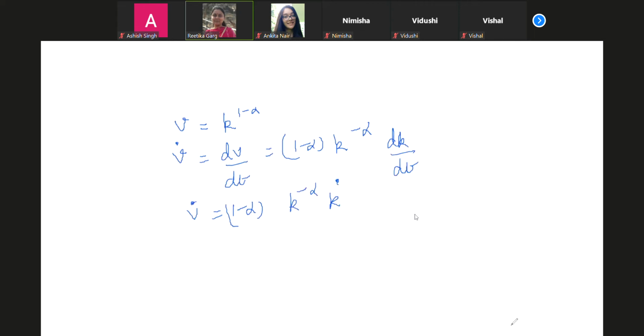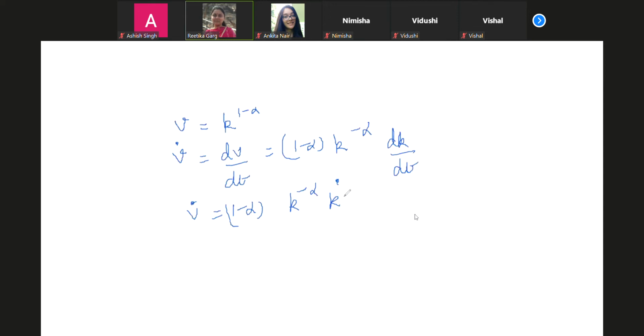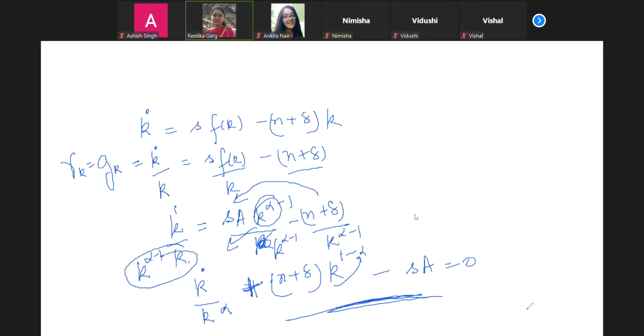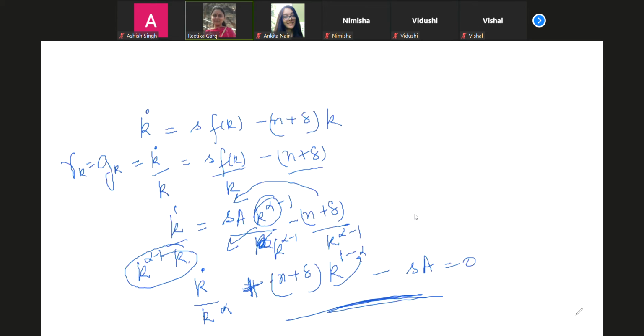So note now, in our original equation, we'll plug in the values now in terms of v. We have defined a new variable v in terms of k, and so we will replace k with v everywhere in this equation. Let's see what happens. If we do that, we have v dot upon 1 minus alpha k to the power minus alpha. So instead of k dot, I've written this, and you have k to the power alpha here, plus n plus delta k to the power 1 minus alpha.